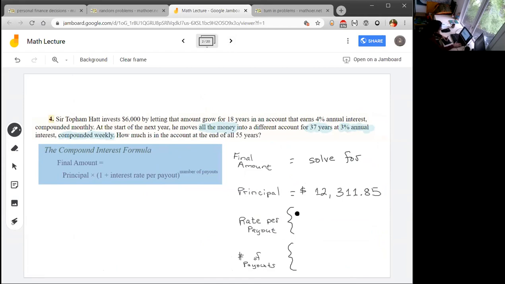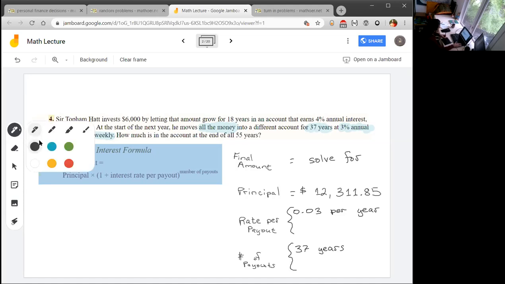So our rate per payout is 0.03 per year. And the number of payouts is 37 years. And although those are true, that's not what we want. By the way, I have taken that 3% and changed it to 0.03 before moving down here.